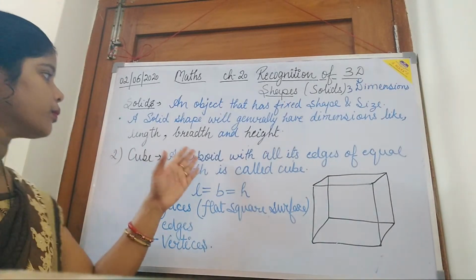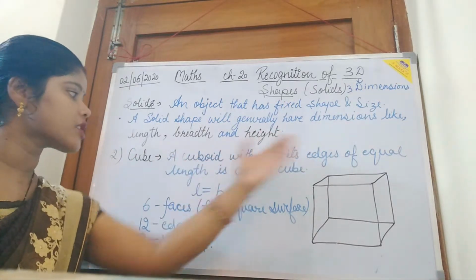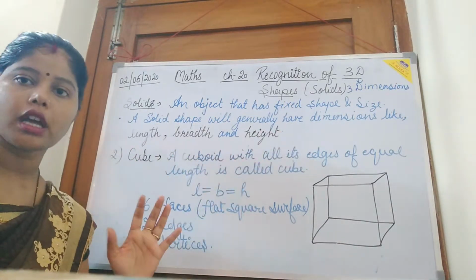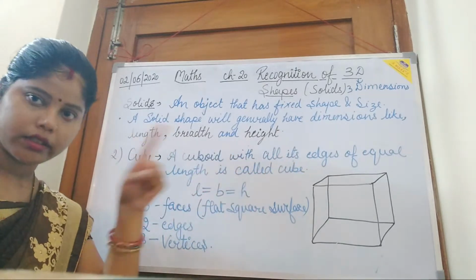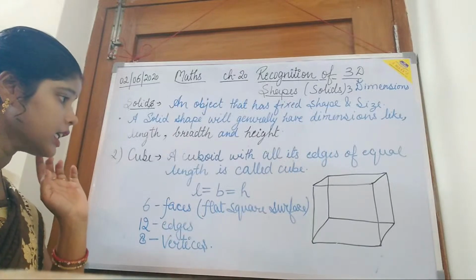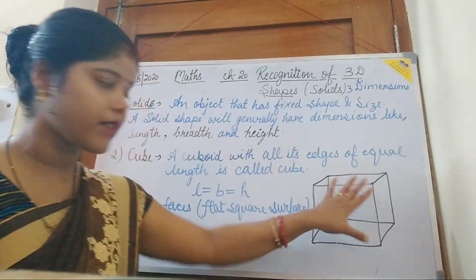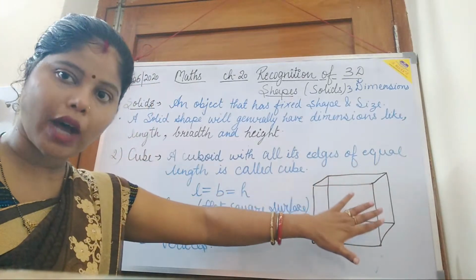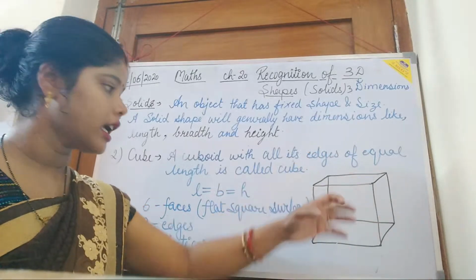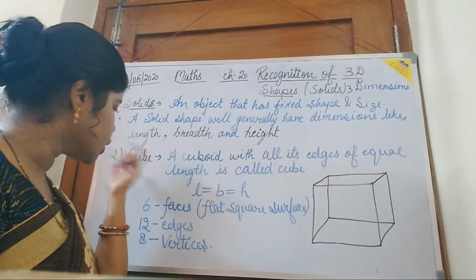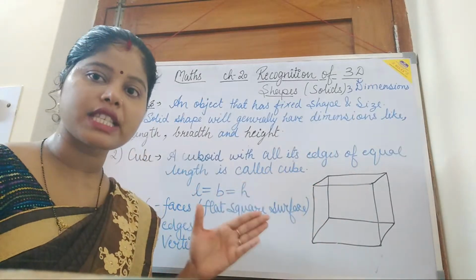So what is a cube? A cuboid with all its edges of equal length is called a cube. In a cuboid the faces are rectangular, but here all the edges are equal in length, so its flat surface forms a square, and when we combine 6 squares together it forms a cube. And if there are 6 squares, how many flat surfaces does it have?